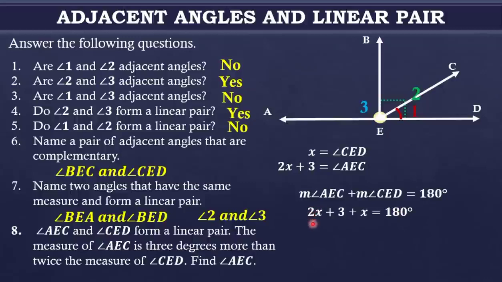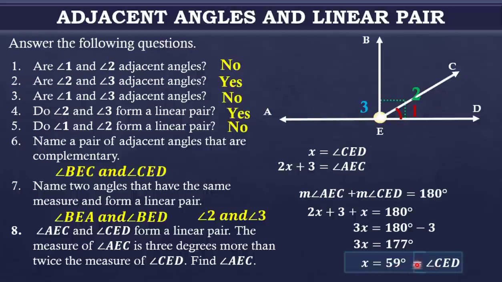So, combine similar terms, 2x plus x, that is 3x, is equal to 180 minus 3. So, 3x is equal to 180 minus 3, that is 177. Divide both sides by 3, so 177 divided by 3, that is 59 degrees. Okay? So, if your x is equal to 59 degrees, therefore, angle CED is equal to 59 degrees. So, ito ay 59 degrees.